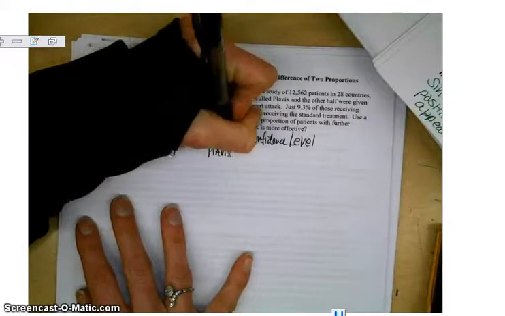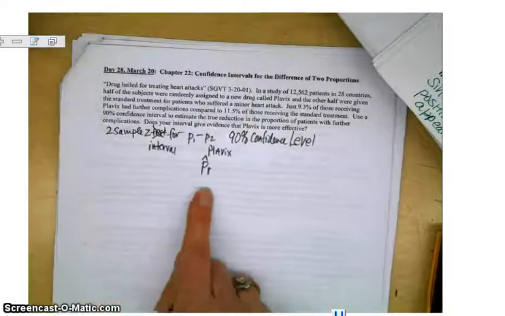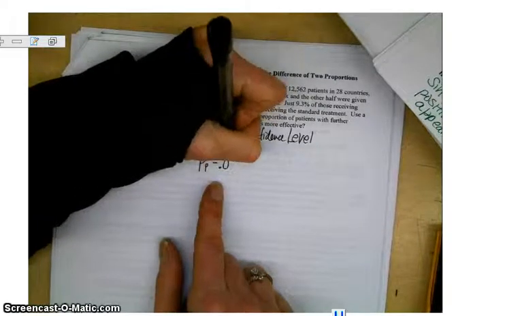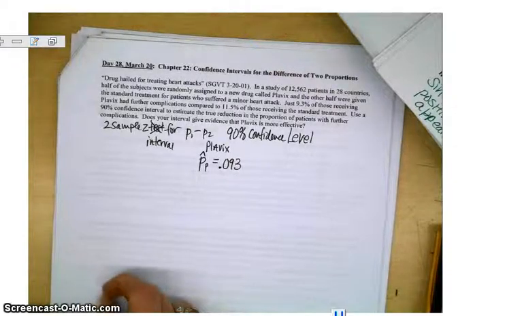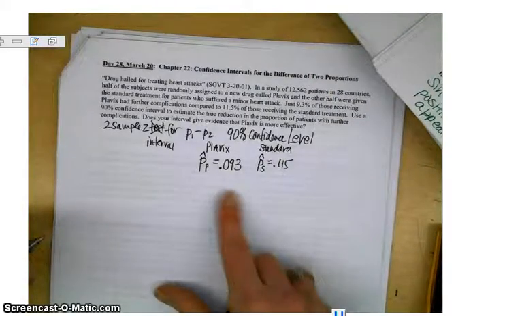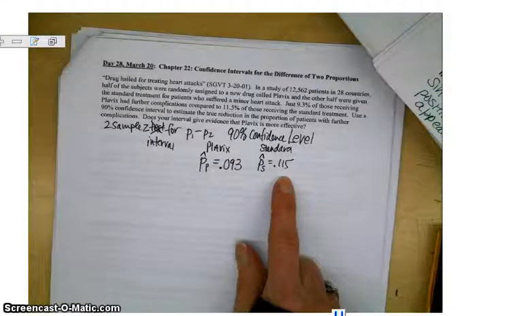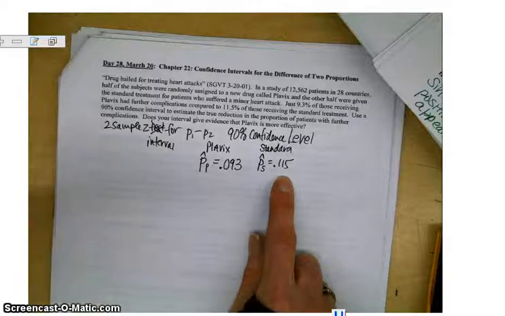So let's just write down our information first. We've got Plavix. What is the proportion p hat of Plavix? We'll use P as our subscript. What was that? 0.093. Okay. And p hat of, what do we want to call it? Standard, S for standard treatment. 0.115. Okay, and these represent the percent or proportion that had what? Further complications. So the higher percent means more complications after having their heart attack. What are complications? More issues, more things to deal with. Maybe you kept having heart attack symptoms, okay?